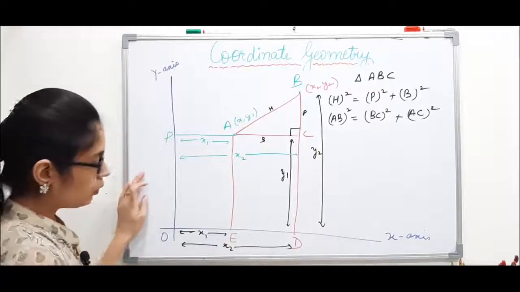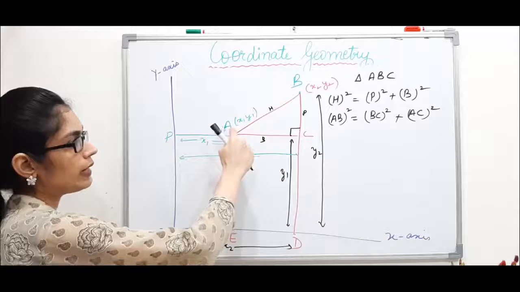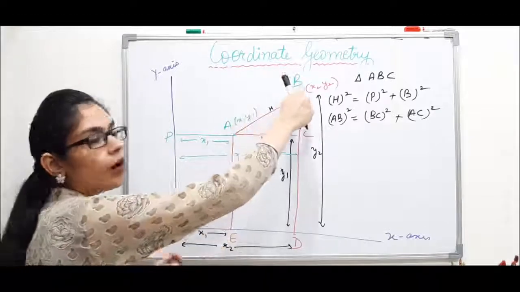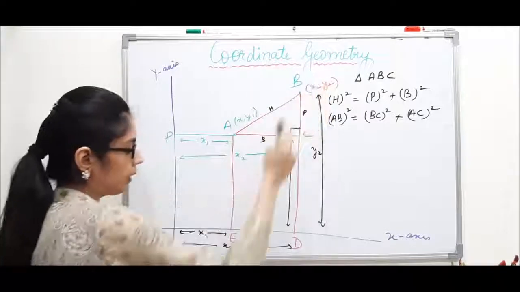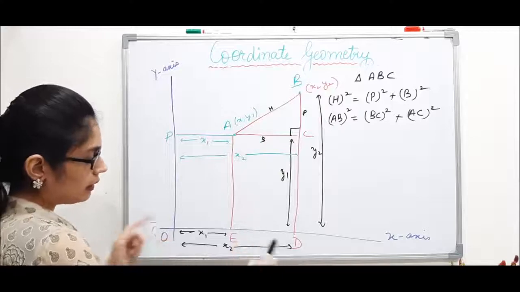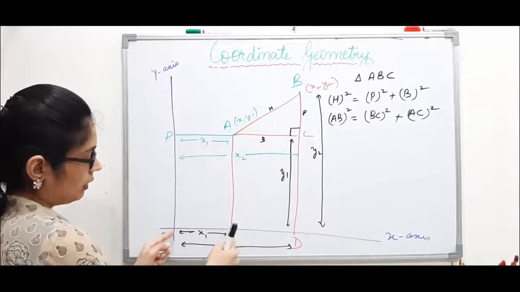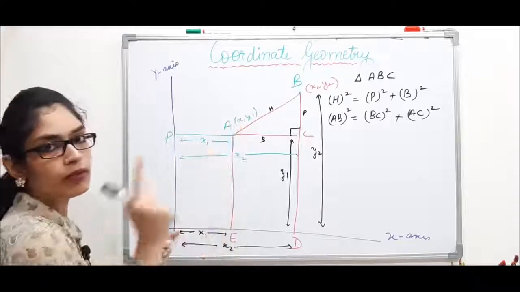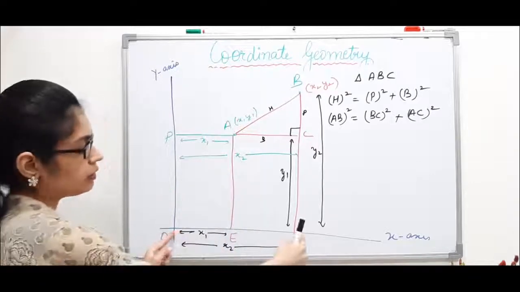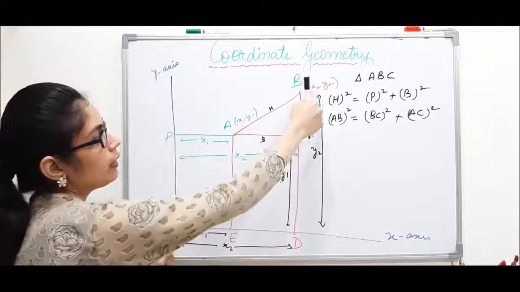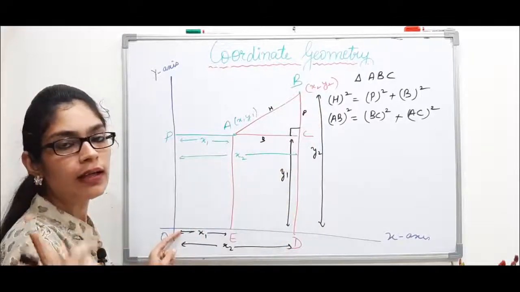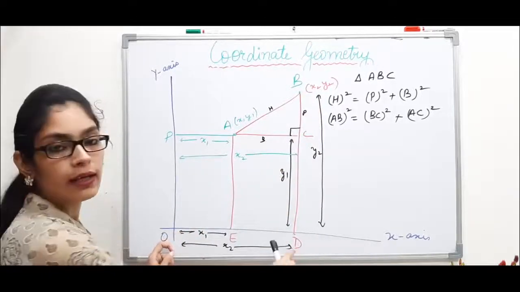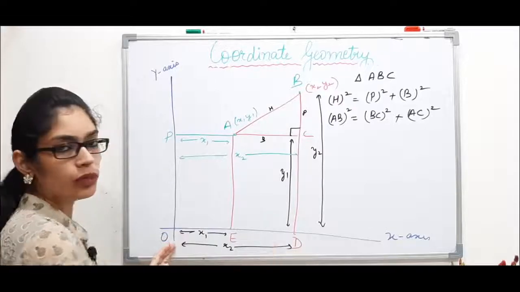So this point A is x1, y1 and the coordinates of point B is x2, y2. So if you see here, OE will be x1 because here the coordinate of x is x1. And if you see distance OD, here the coordinate of x is x2. So this distance OD will be equal to x2.